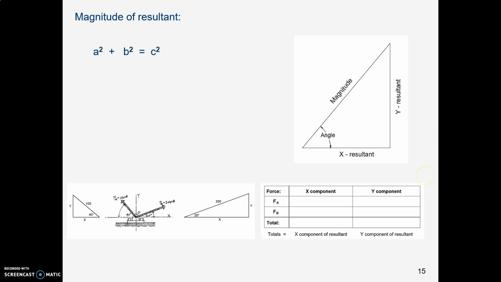So, that's a squared plus b squared equals c squared. So a squared would be the x component squared. B squared would be the y component squared. And that equals c squared, which is, in other words, the magnitude squared. Whatever total you come up with is magnitude squared. And if you take the square root of that number, that tells you the magnitude.